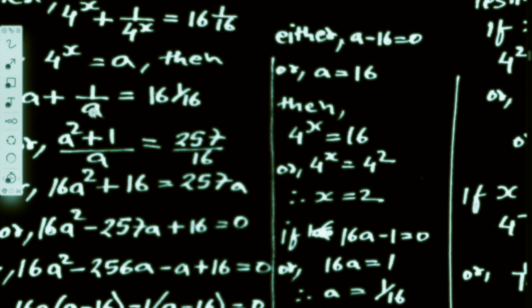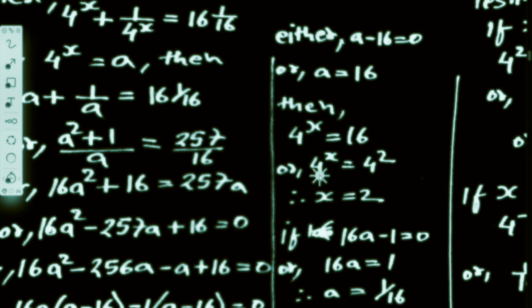Then in place of a, we have to keep 4 power x, since 4 power x equals a. Now in place of a, we keep again 4 power x. So 4 power x equals 16, or 4 power x equals 4 square. 4 square means 16.